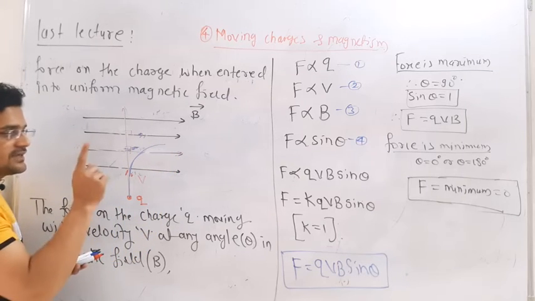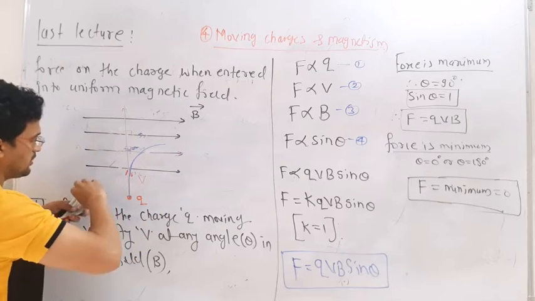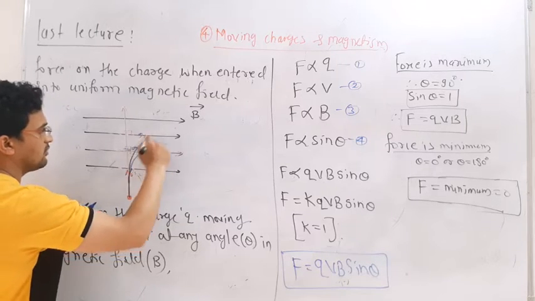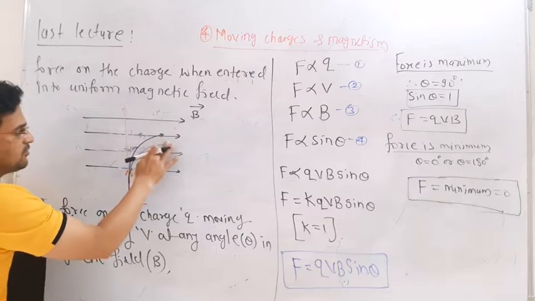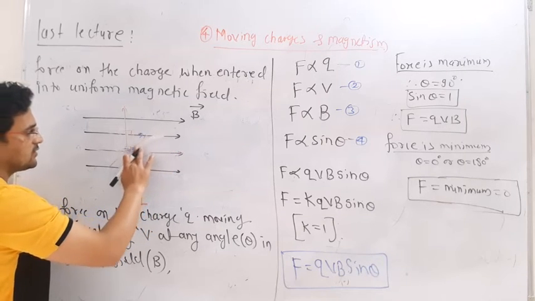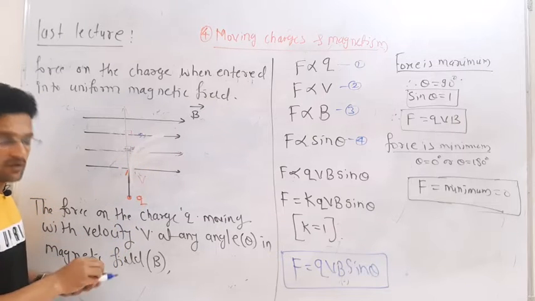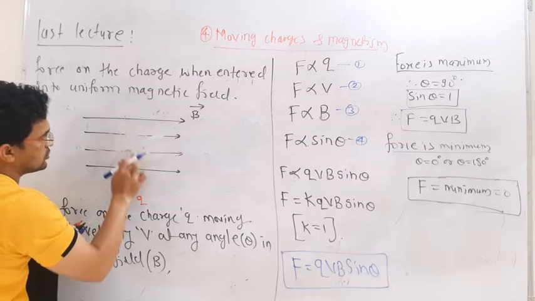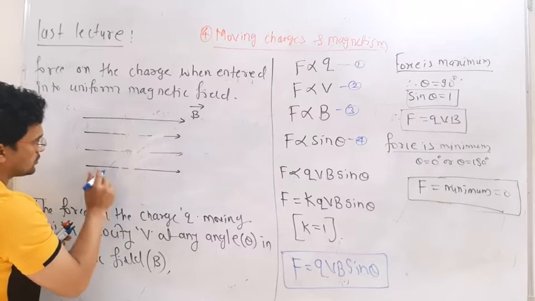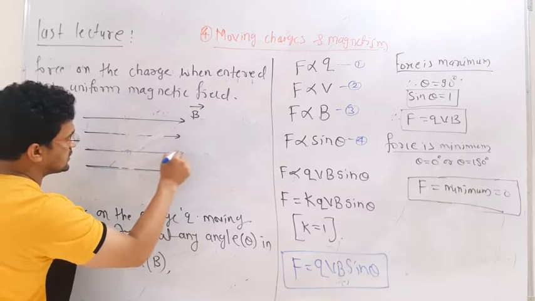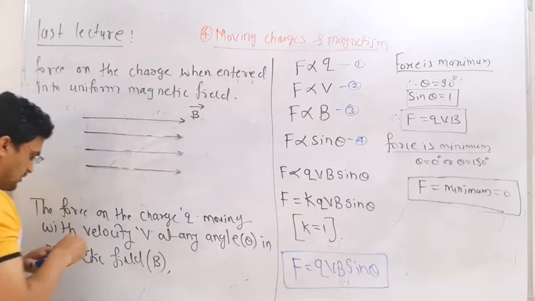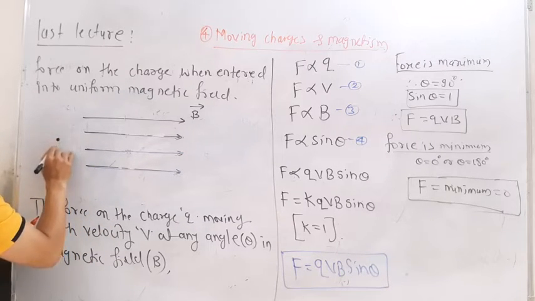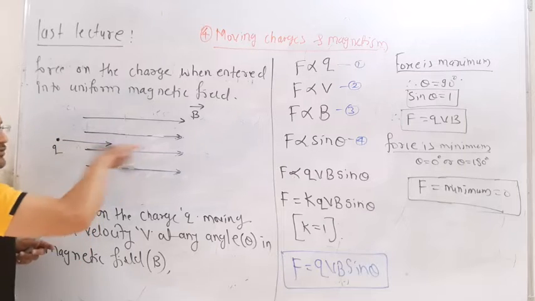And if theta is less than 90 degrees, it will deflect somewhere here, with a lesser amount of deflection. So maximum deflection of the charged particle is at 90 degrees, when it enters perpendicular. And when theta is equal to 0, what does it mean? Suppose these are the magnetic field lines, and charged particle Q is entering in the direction of the magnetic field.